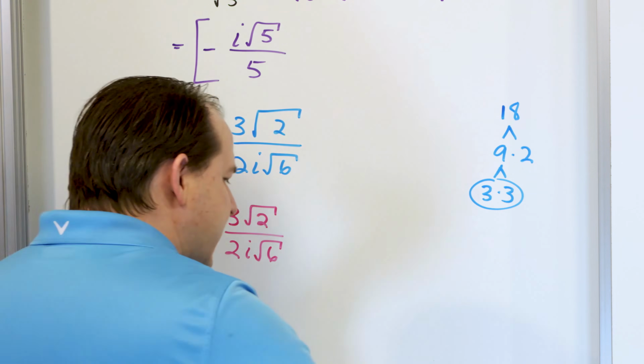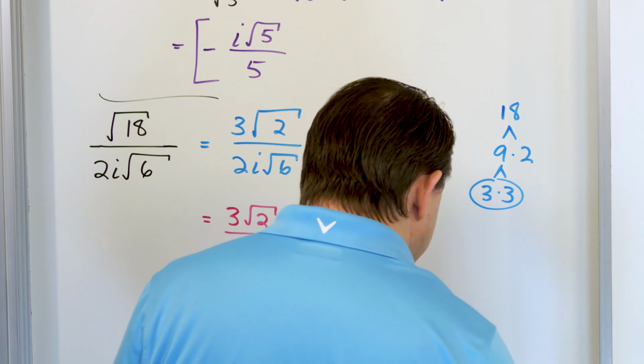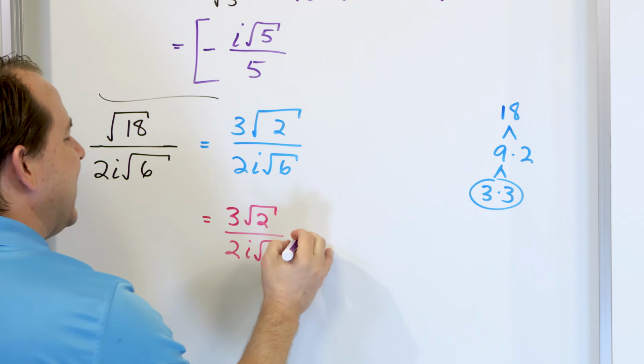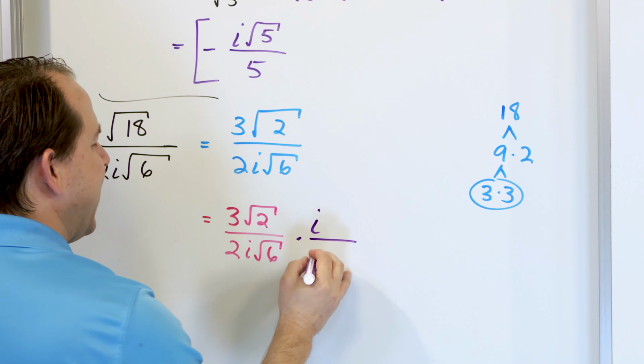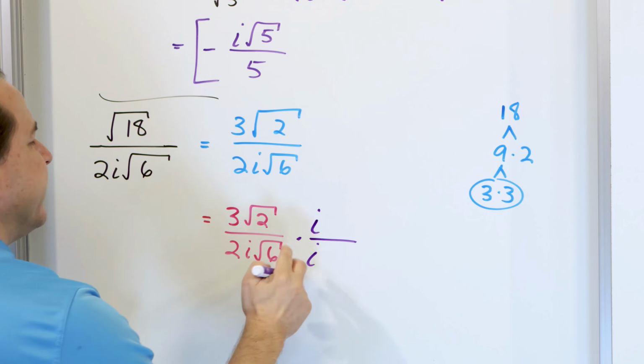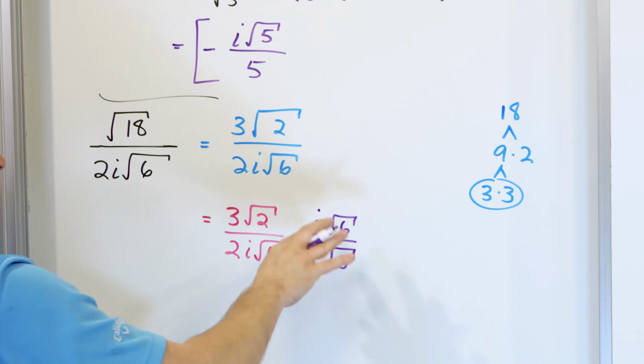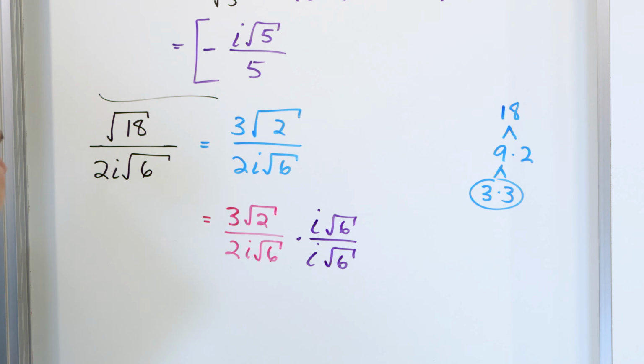Now what I'm going to do is multiply the top and bottom. I need to multiply by an I in order to get rid of the imaginary number I, but I also need to multiply by the square root of 6 to get rid of the radical. Now in the previous problem we did them separately, but here we're going to do them at the same time.